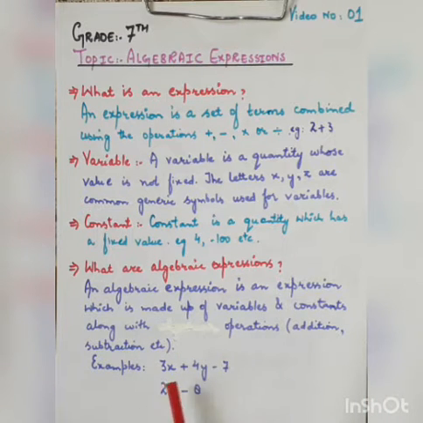For example, this 3x plus 4y minus 7. This is an algebraic expression because here we are having variables, x and y are variables, and this minus 7 is a constant, clear? And this plus and minus, these are the operations. So this is an example of algebraic expression. Similarly, this 2x minus 8, this is also an algebraic expression because here we are also having a constant term and variables and an arithmetic operation, that is subtraction here. Clear?